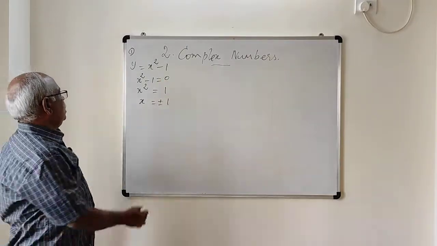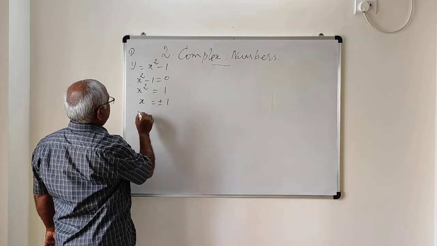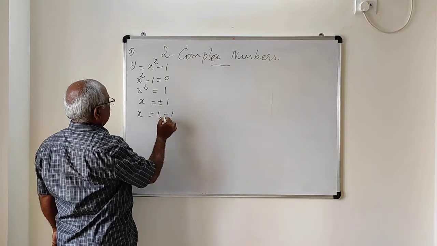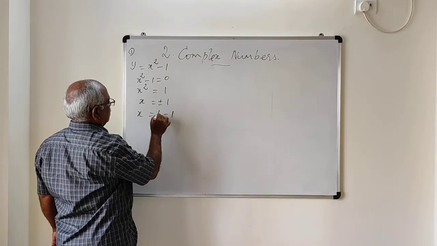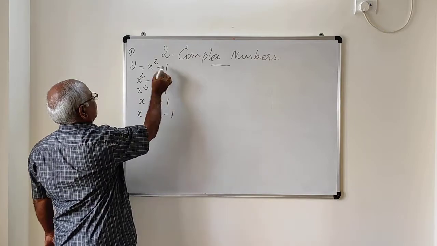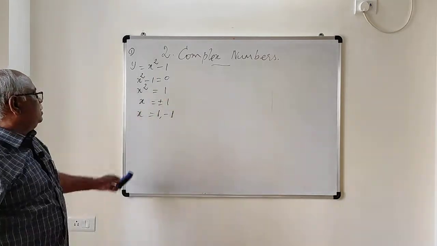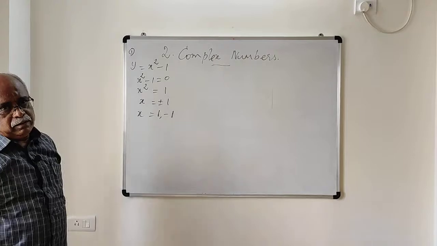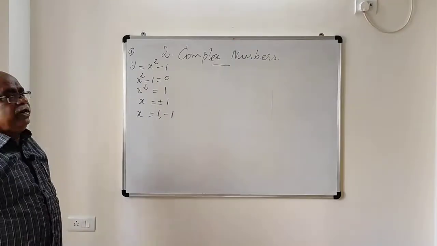So x values are 1, -1. These are the two real values, the solution for the equation y = x² - 1. Real solutions, I mean.